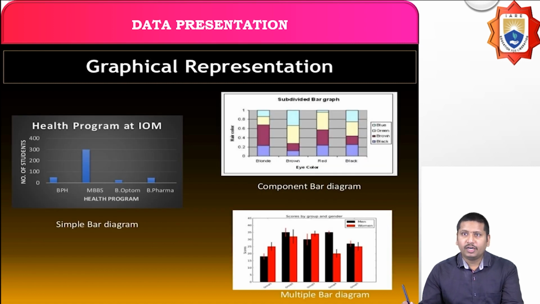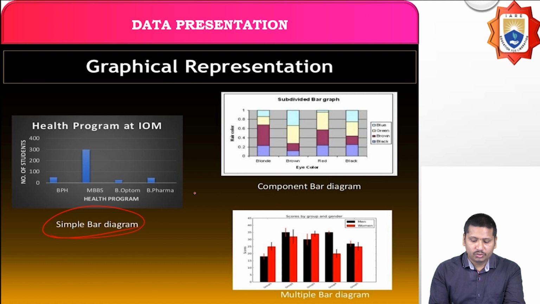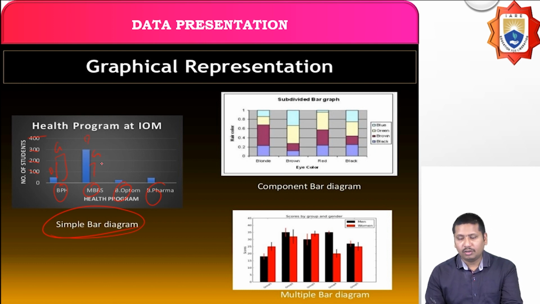These are some of the different types of graphical representation of data, like simple bar, composite bar, and multiple bar. In a simple bar, there are different categories and there should be frequencies, like the number of students pursuing different degrees like MBBS, pharmacy, like that. Multiple bars mean within this, how many boys and how many girls I want to know. Then it becomes a multiple bar diagram. It looks like this.